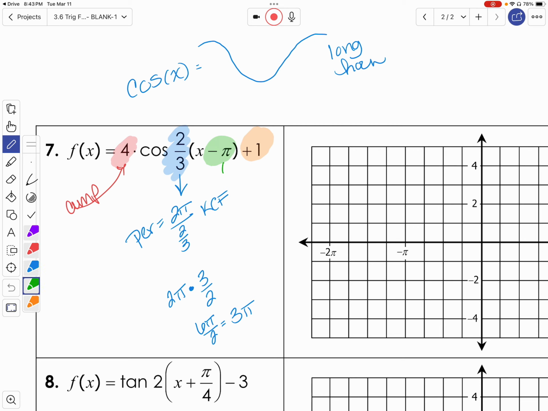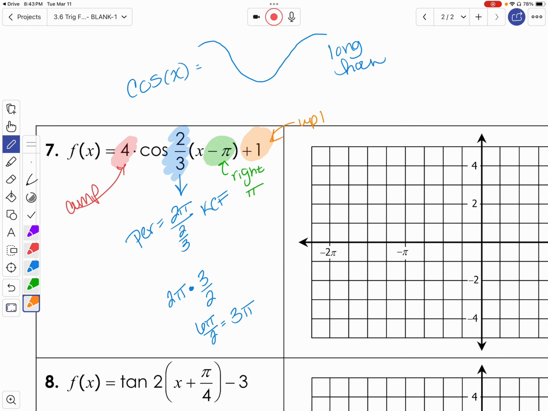And now we're going to introduce for the first time our phase shift. Notice it's all grouped up with your x. It's hanging out with your x. It cannot be trusted. So instead of left, this went to the right, pi units. And then we had a vertical displacement. We went up 1 unit.